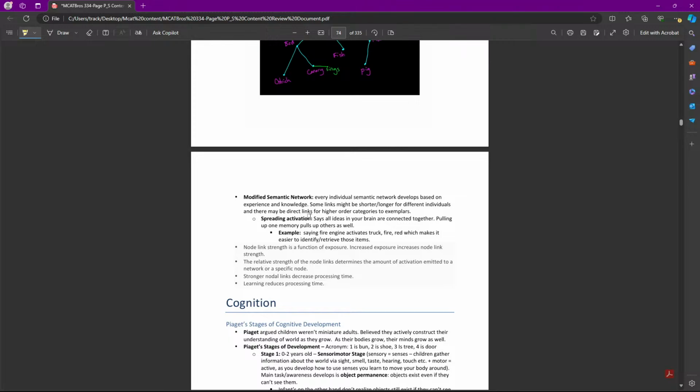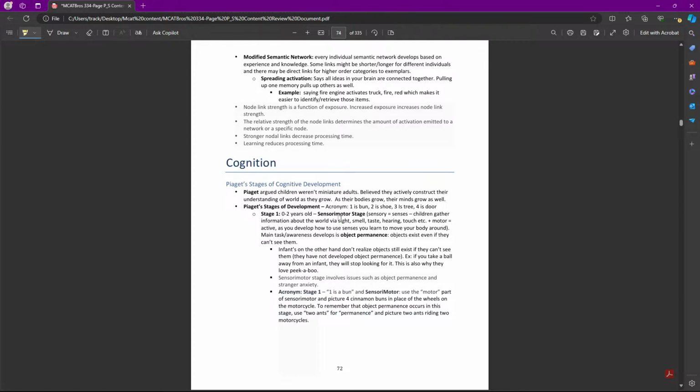Node link strength is a function of exposure. Increasing exposure increases node link strength. The relative strength of a node's links determines the amount of activation emitted in the network or specific node. Stronger nodal links decrease processing time. Learning reduces processing time. And that is all of attention and memory.